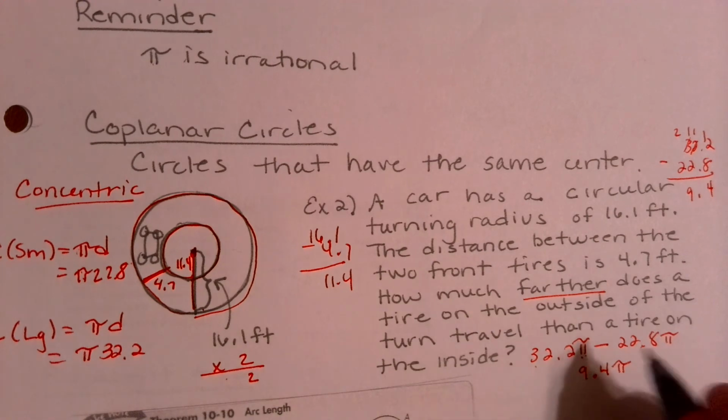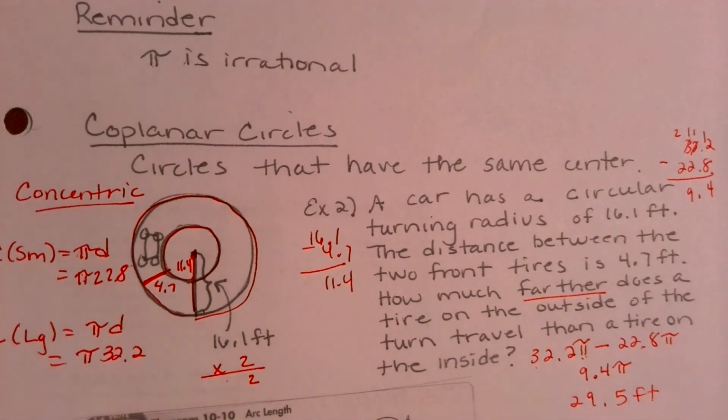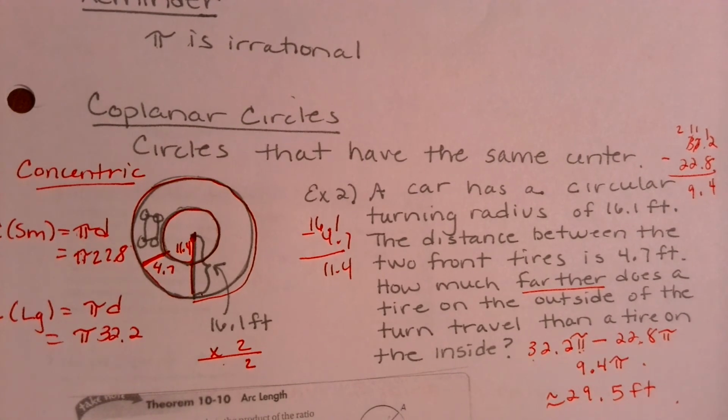But I would almost like to know what that is in real time, and it comes up to 29.5 feet, about. That's an approximation again. This is exact. This is an approximation. All right. Questions on that? Boy, you guys are awfully quiet today, aren't you?